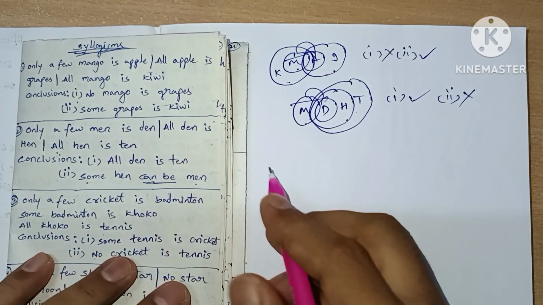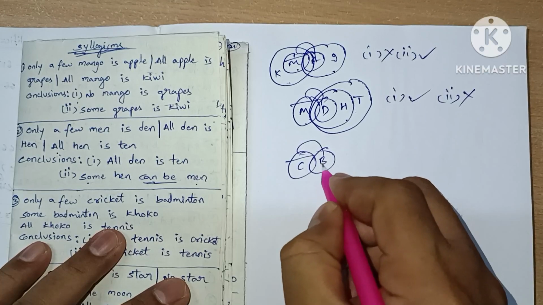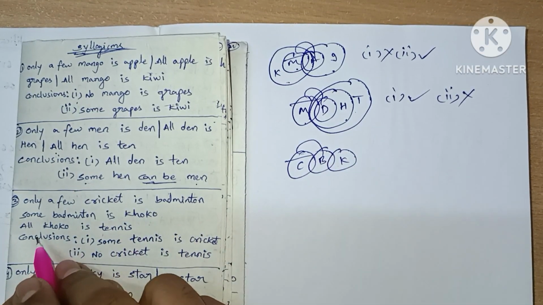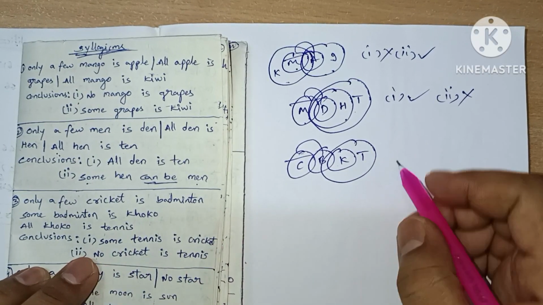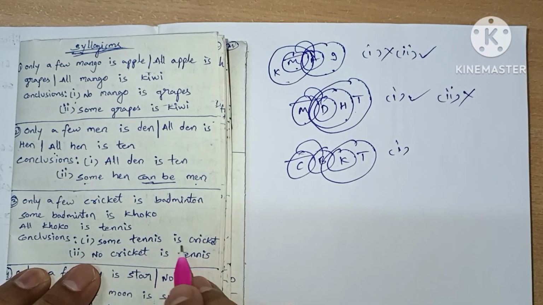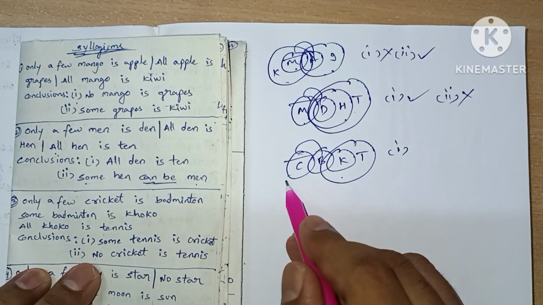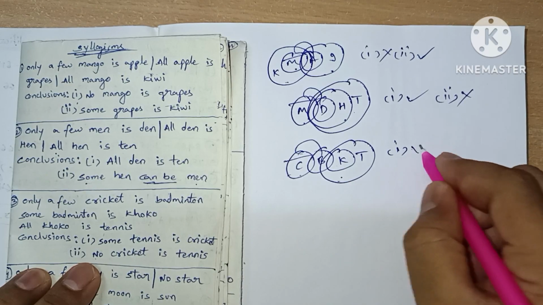Next, third one, only a few cricket is badminton. Some badminton is coco. All coco is tennis. Conclusions. First conclusion, some tennis is cricket. Tennis and cricket, this is direct conclusion. There is no relation in our Venn diagram between cricket and tennis. So this conclusion is false.